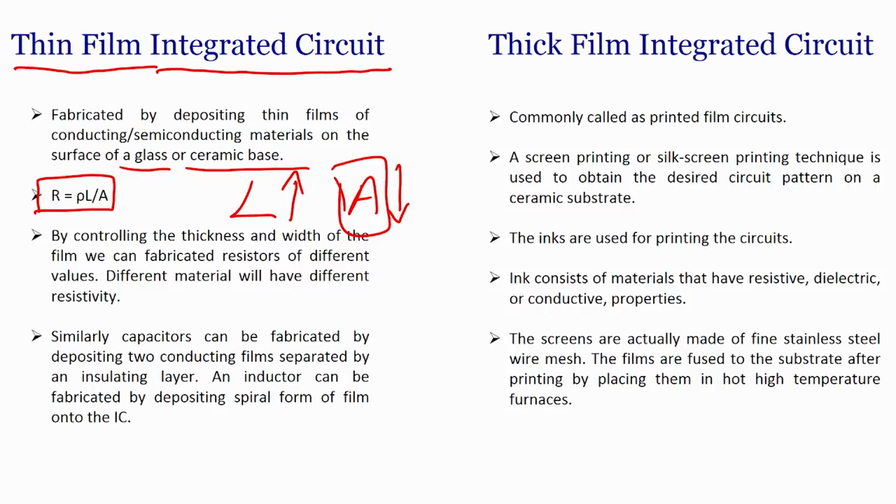Similarly, capacitors. What does capacitor mean? A simple definition of a capacitor is two plates separated by a dielectric or air, right. Dielectric is nothing but insulator. Okay. So, if I want to fabricate a capacitor, I can fabricate it by depositing an insulating film between two metal films. What is written? A capacitor can be fabricated by depositing two conductive films separated by an insulating layer, or an insulating layer between two conducting films, same thing, right. So, this is how we can fabricate a capacitor.